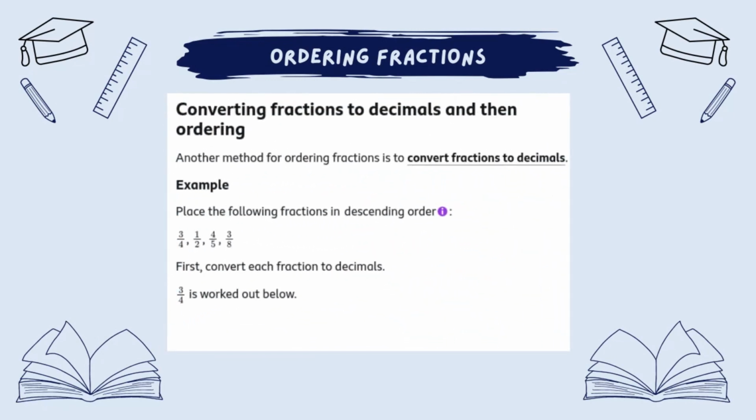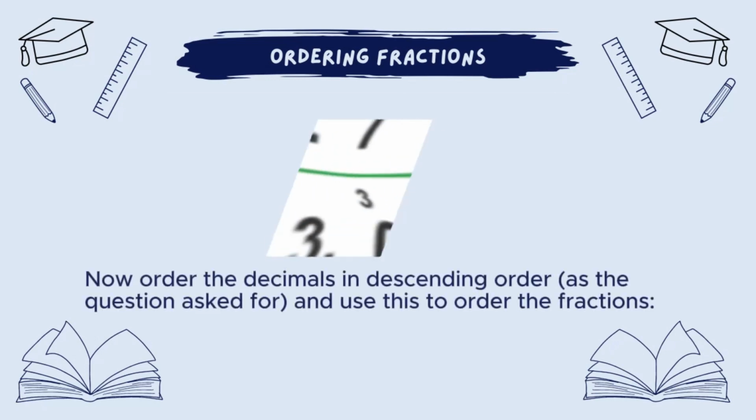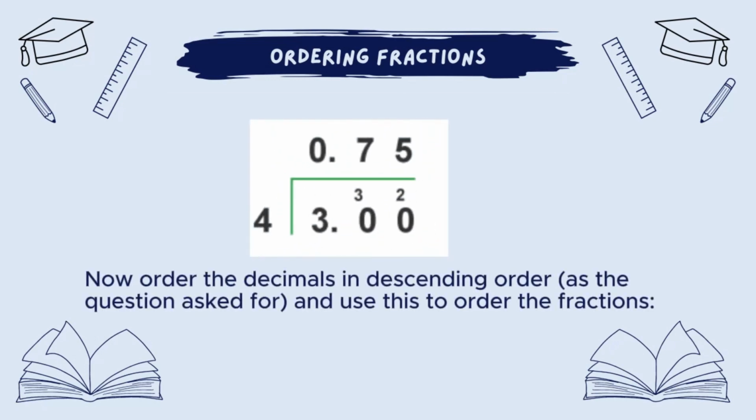Converting fractions to decimals and then ordering. Another method for ordering fractions is to convert fractions to decimals. For example, place the following fractions in descending order: 3 over 4, 1 over 2, 4 over 5 and 3 over 8. First, convert each fraction to decimals. Now order the decimals in descending order and use this to order the fractions.